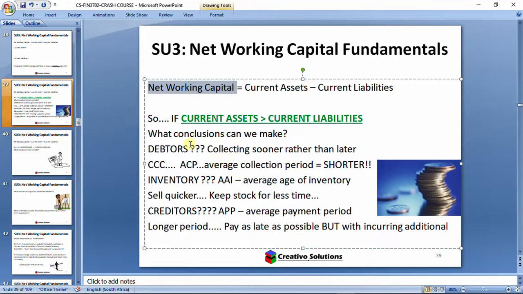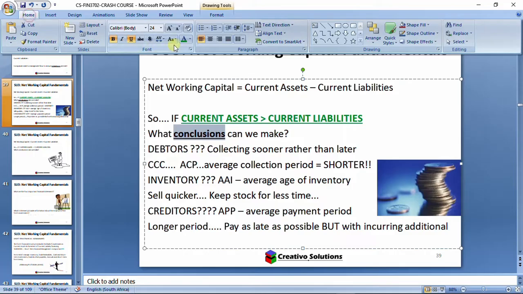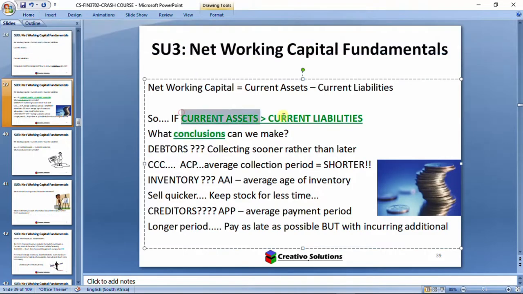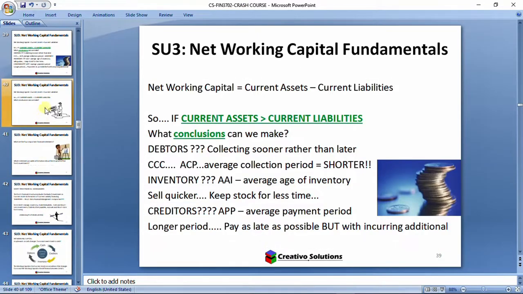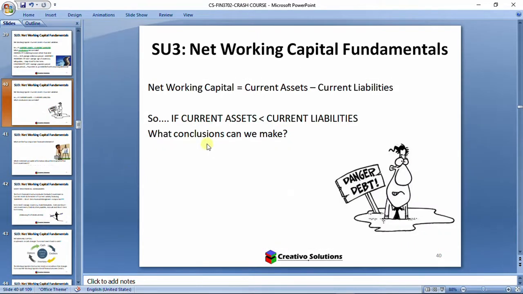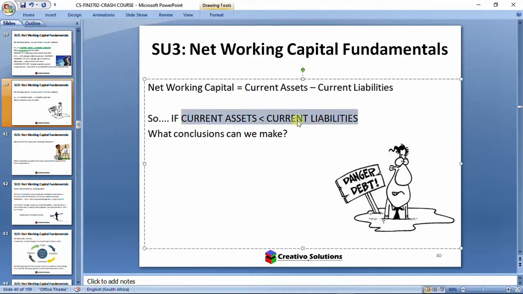That's very important. These conclusions will help you to answer a theory question in your exam. Make sure you remember this, and make sure for each of the different components you can address the concept being described. Collect sooner, pay later, sell stock quicker. That's all you really need to make sure the business will run forever and ever.